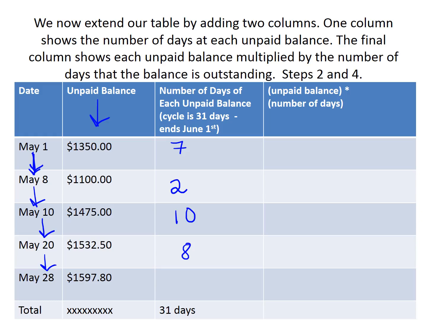And from the 28th through the 31st, that's actually 4 days because you count the 28th, 29th, 30th, 31st. So that's 4 days, and it should total 31 days. All right, if you add all these up, it will total 31 days.